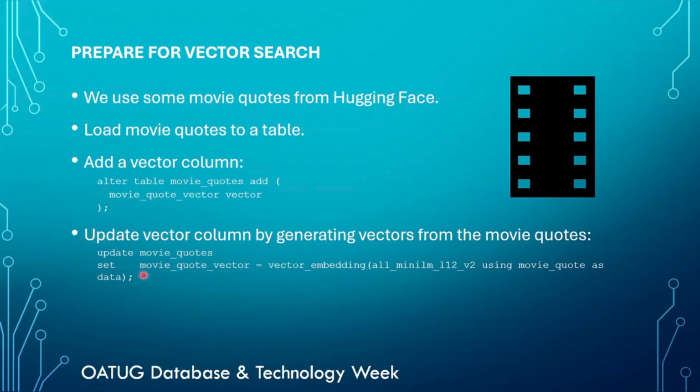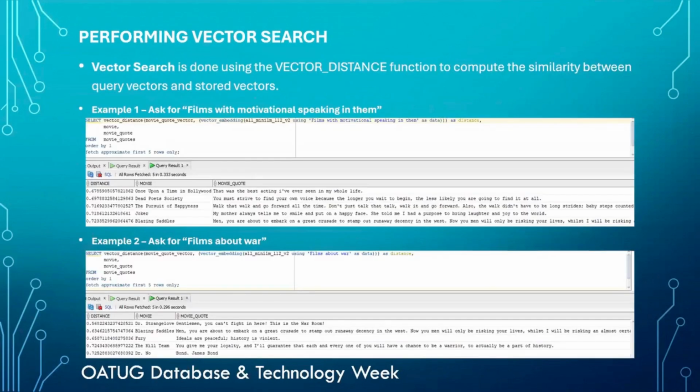Hope you got this point. So I have two columns: movie name and movie quote. I'm generating vectors for that movie quote and then storing them in the movie quote vector column. So once I have that, it's going to be very easy for me now.